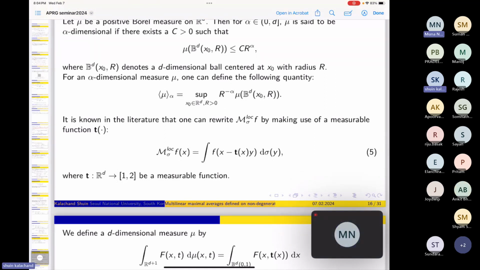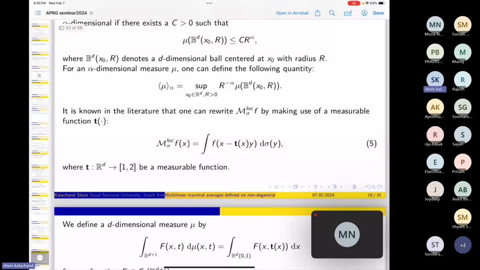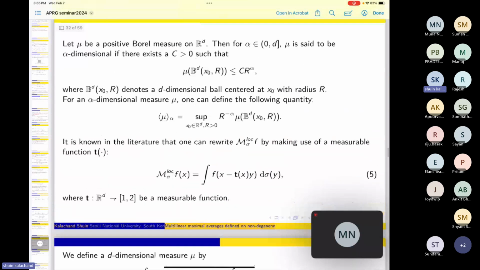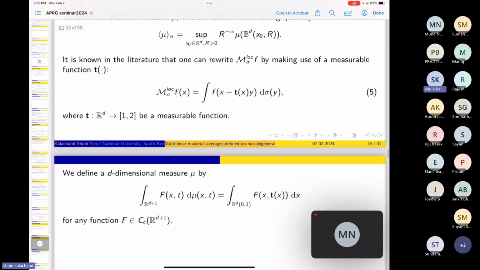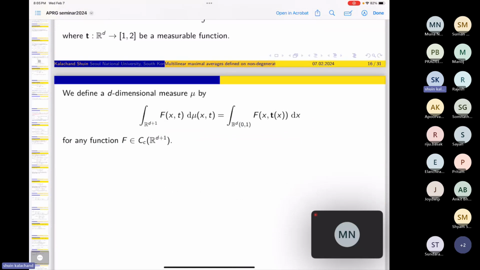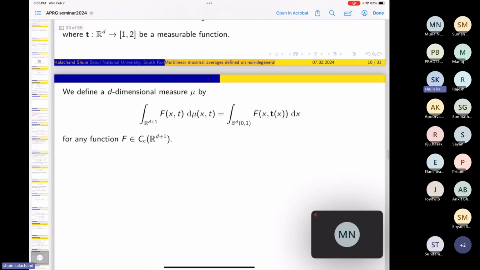We can also linearize the supremum over t by a measurable function t from R^d to the compact interval [1, 2]. Then by using this linearization, we can define the d-dimensional measure mu. Here I am talking about an alpha-dimensional measure, but in our case we actually need alpha to be d. So the d-dimensional measure mu is defined by this equation. From the right-hand integral, you can see that mu is d-dimensional.